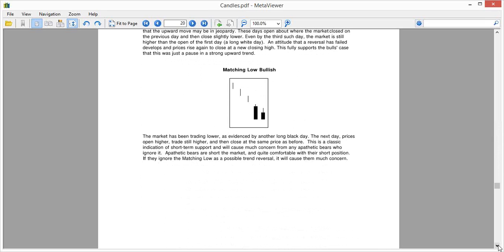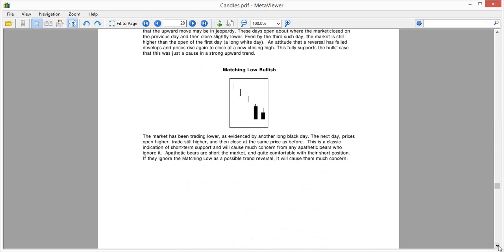The matching low bullish. The market has been trading lower as evidenced by another long black day. The next day prices open higher, trade still higher, and then close at the same price as before. This is a classic indication of a short-term support.